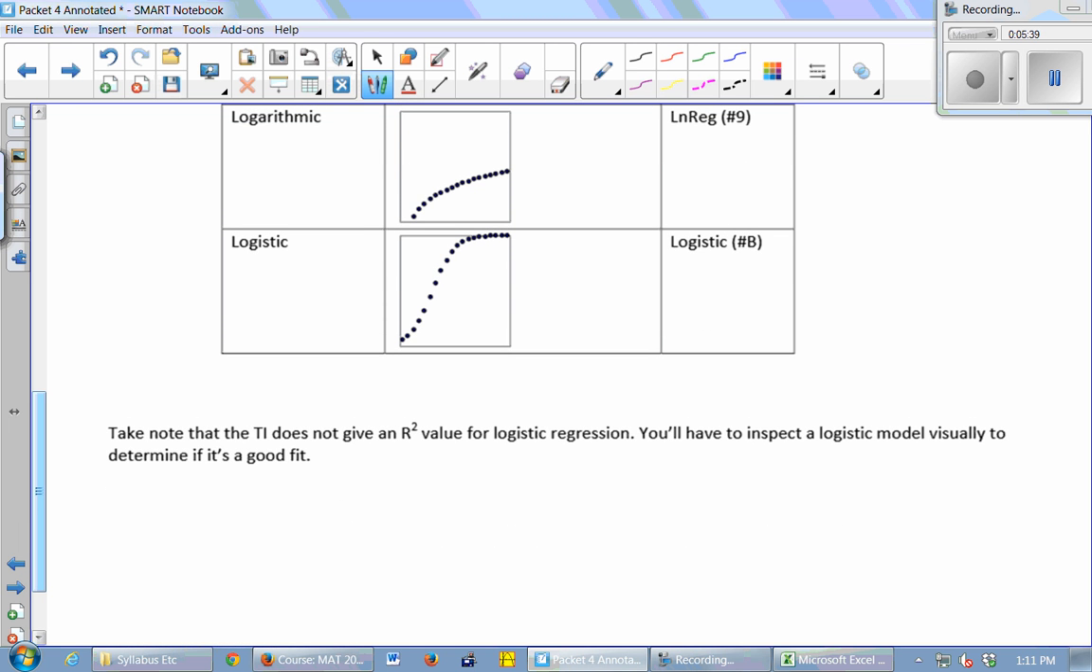Just know the TI does not give an R-squared value for logistic regression. I don't know why. It just doesn't. So you'd have to inspect visually to determine if it's a good fit. You'll have to graph your model on top of your data, see if it looks good.